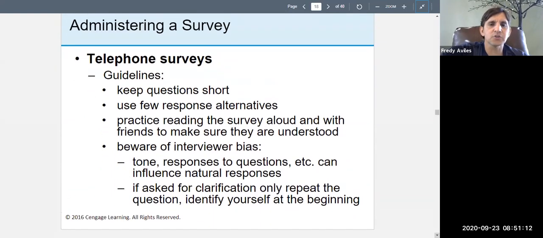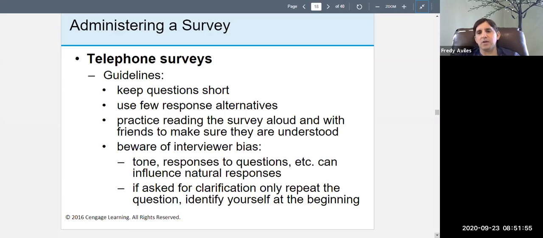When it comes to doing a telephone survey, if you're going to do that, in general, you want to do it a certain way. There's certain guidelines. You want to keep questions short, first of all. You don't want too many questions, because after a while, people you're talking to are going to get fed up and they don't want to hear any more questions. They're going to hang up on you. You want to use few response alternatives. You want to give them a choice, yes, no, something like that, scale of 1 to 5. You don't want to give them an open-ended question like, what do you think love is? Those are not good questions to do on a telephone.